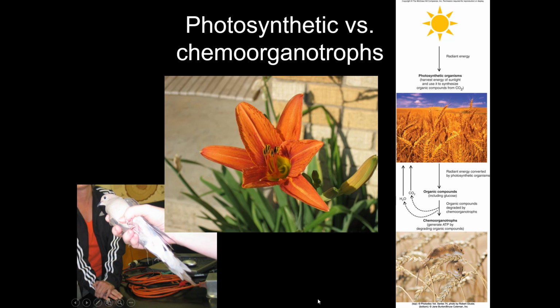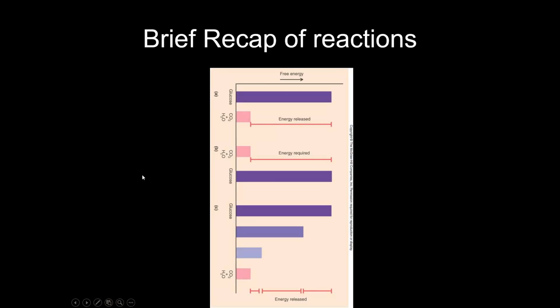For your chemoorganotrophs, yeah, I'm showing you a dove here, but there's a bunch of bacteria that are going to work like chemoorganotrophs. That would be like E. coli, salmonella, pretty much all your pathogens are going to go into that group. Okay. A little recap on some stuff you should have had in a previous course. Whenever you see a chemical reaction, the reactants are the ones that go before the arrow. The products are the things that go after the arrow. Both reactants and products have energy, but they don't have the same amount of energy.